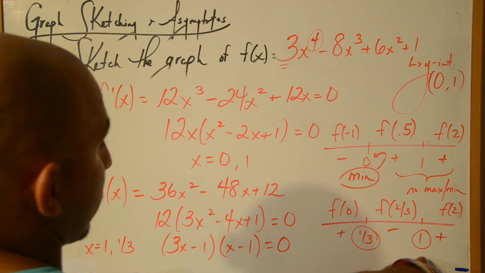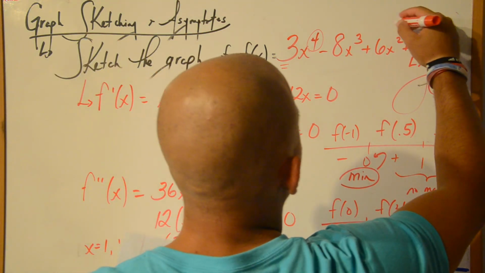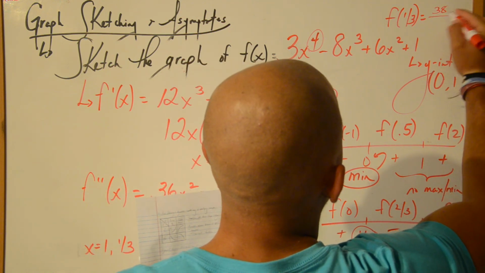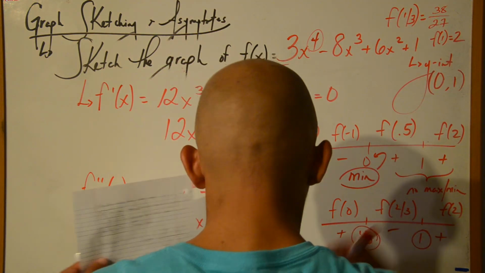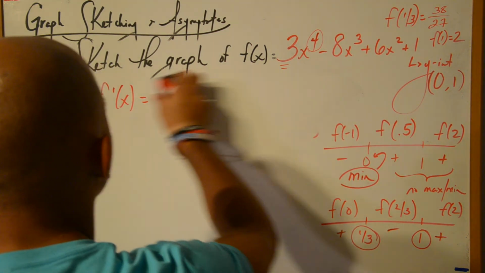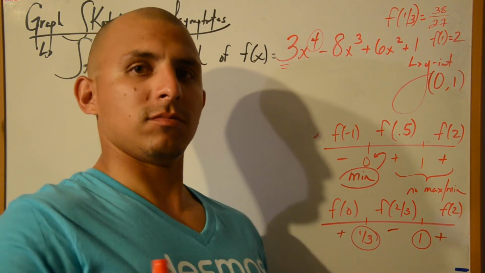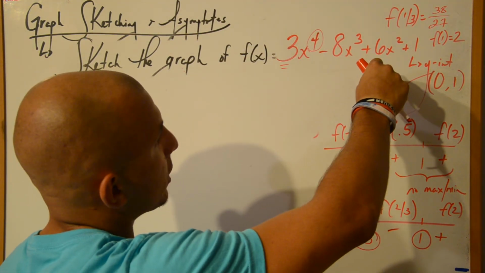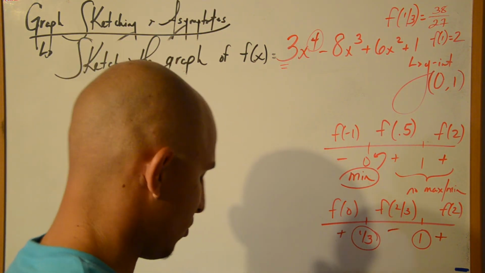But you could also calculate what the outputs are at those values. It just helps to demonstrate the concavity. So at 1/3 we have 38 over 27, which is really 1 and some fraction, and f of 1 is 2. If I were to sketch a loose graph of this, because once again, we're not Desmos, your goal isn't to give me this pristine picture of this. It's to include all the information that would get me that pristine graph.